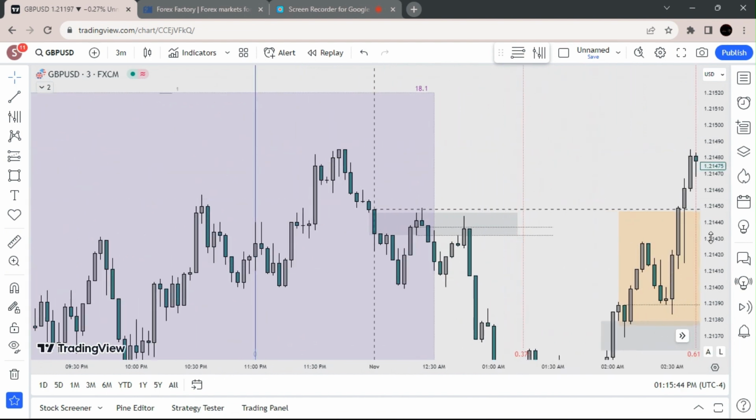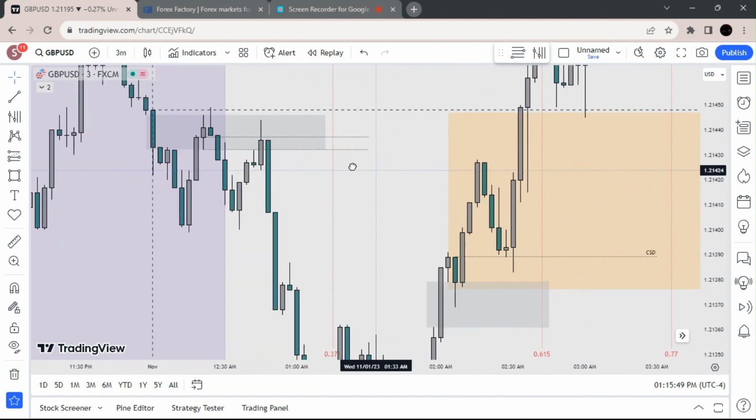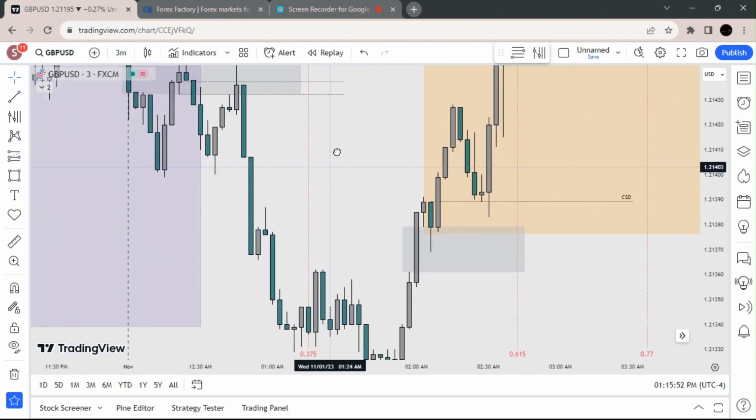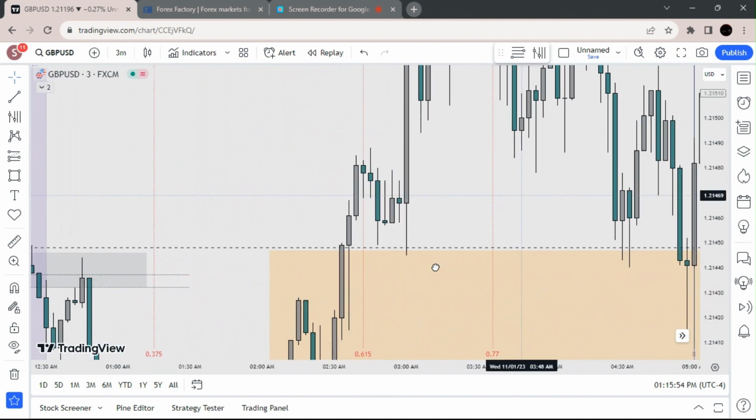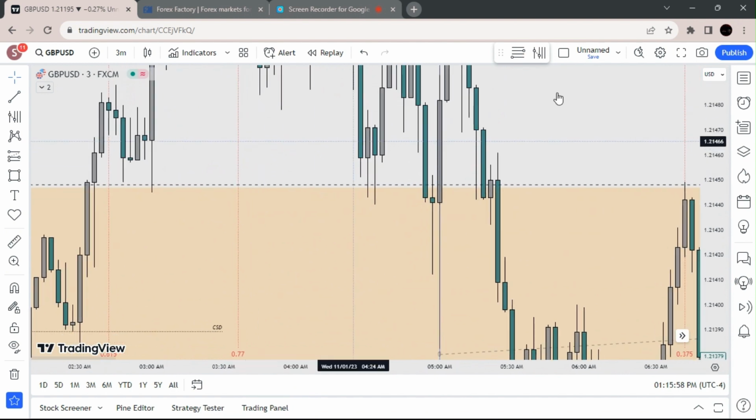Now there's one more form of CSD that you could use. It's not used as much, but it's inverse. It's the same thing, but just it's inversed. So let me find an example if I can see one.